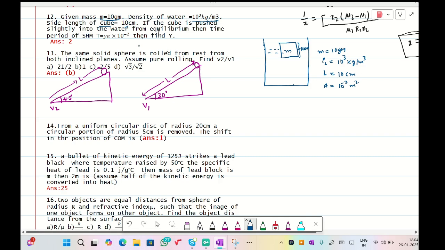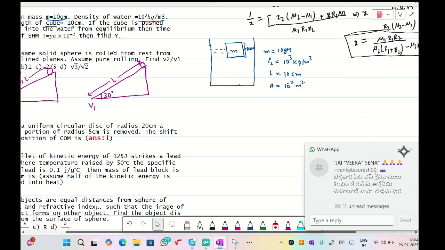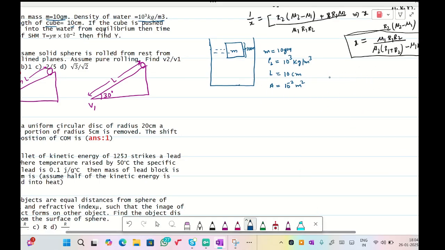Now it is asking, if slightly pushed into the water from equilibrium, then the time period of the system. In finding the time period, there are many formulas: spring mass system, U-tube system, and oscillating. So there are many methods. Coming to this one, T is equal to 2 pi by omega. Here, A is equal to minus omega square x. So I can go for restoring force.